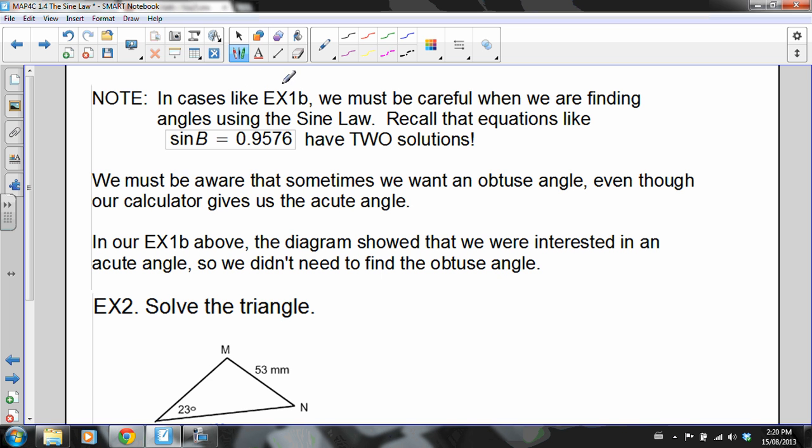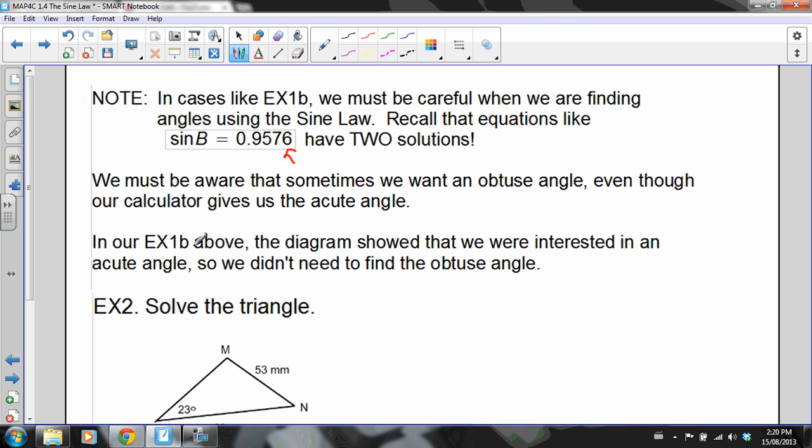In cases like the one that we just did, we must be careful when we're finding angles using the sine law. Recall that equations like sine B equals 0.9576, that one that just came up, have 2 solutions. It says we must be aware that sometimes we want an obtuse angle, even though our calculator gives us the acute angle. So remember, the calculator will always give you the acute angle. If we want the obtuse angle, we have to do an extra step. We have to do some more work.